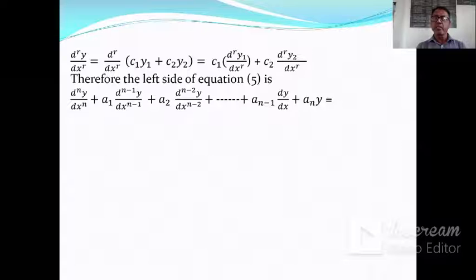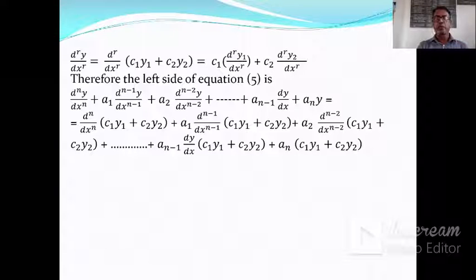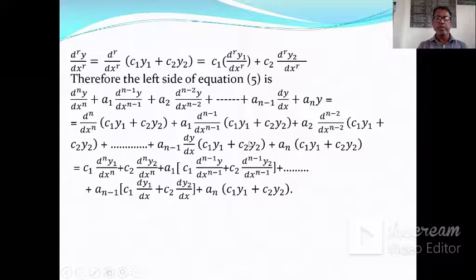Therefore, this is the left hand side of equation 5. In this equation, we substitute y by C1 y1 of x plus C2 y2 of x. Now using the result we have seen for the rth derivative, we take the nth derivative, the (n minus 1)th derivative, and so on. By using this result and rearranging, we get this term.